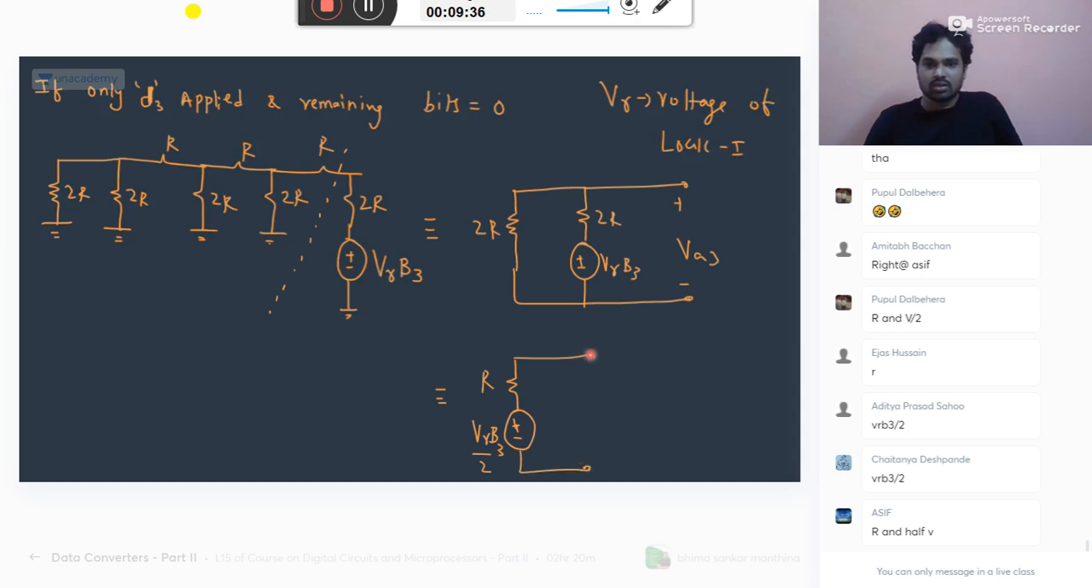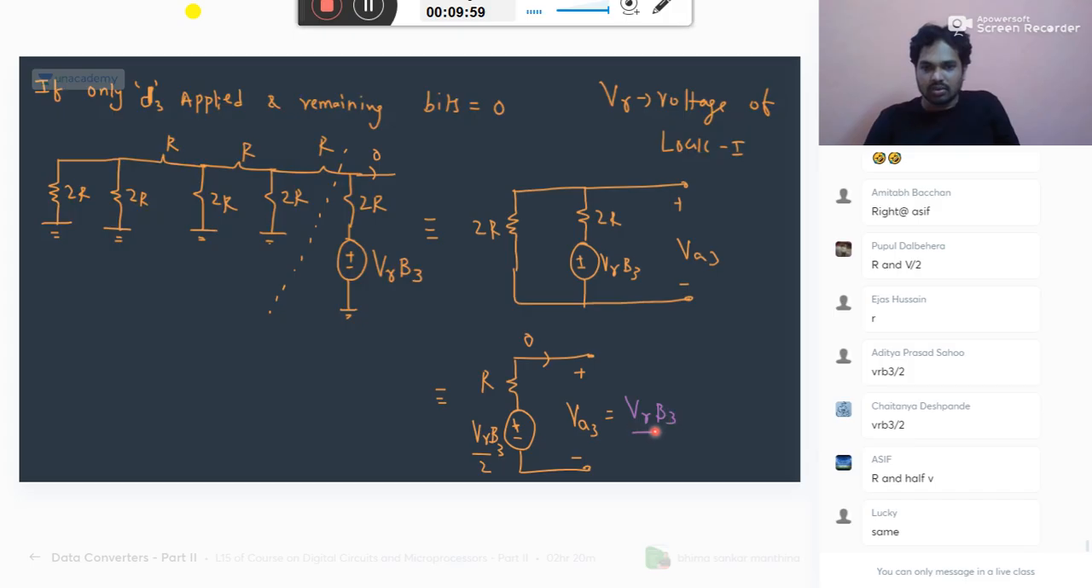This is your VA3. What is that? It is the voltage when bit 3 is applied and the rest are 0. Input current of op amp is 0. You know this condition. So now what is VA3? If there is no drop, because current is 0, no drop in this resistor, this voltage and this voltage must be same. So what is the answer here? VR V3 by 2. You understand? Please tell me.